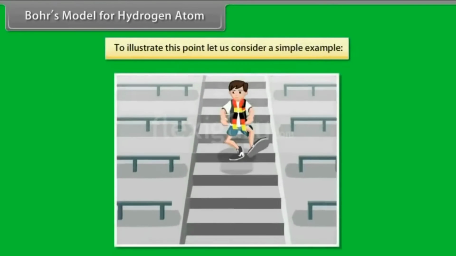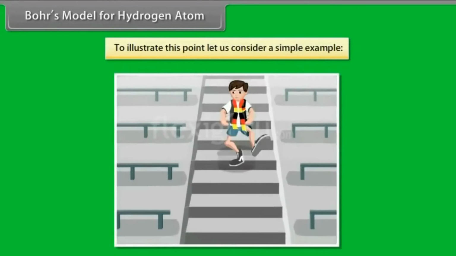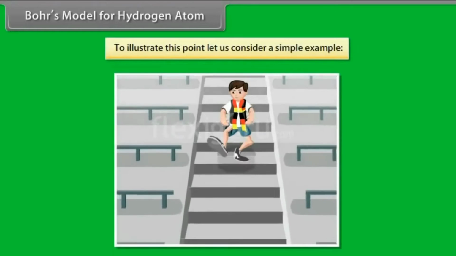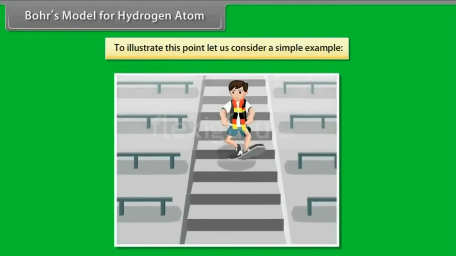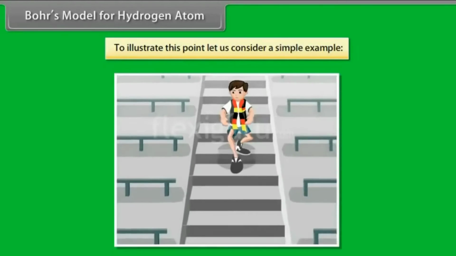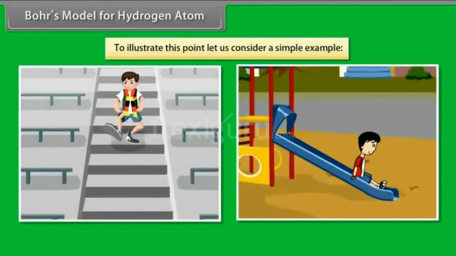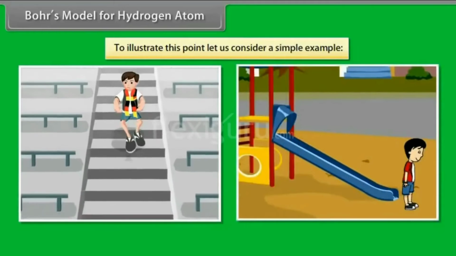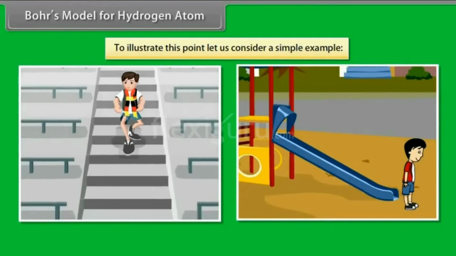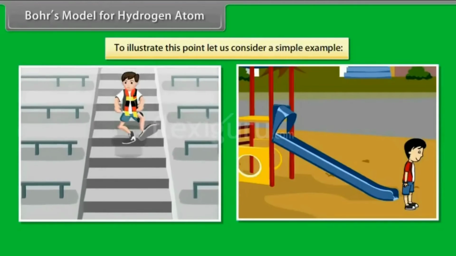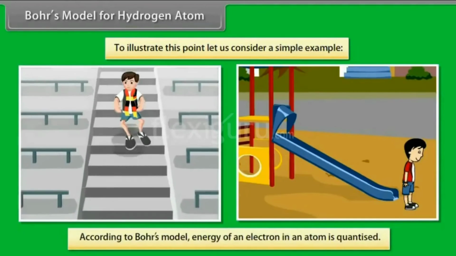To illustrate this point, let us consider a simple example. Suppose a person moves down a staircase, then energy of the person changes discontinuously and he can have only certain definite values of energy corresponding to the energies of various steps. Energy of the person is quantized. On the other hand, if a person moves down a ramp, energy changes continuously and he can have any value of energy corresponding to any point on the ramp. Energy in this case is not quantized. So, according to Bohr's model, energy of an electron in an atom is quantized.